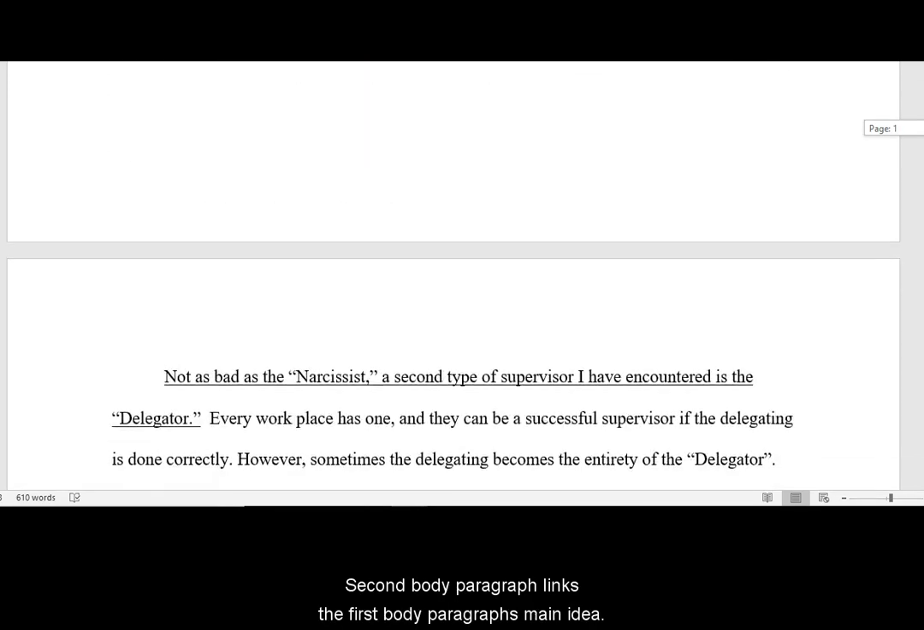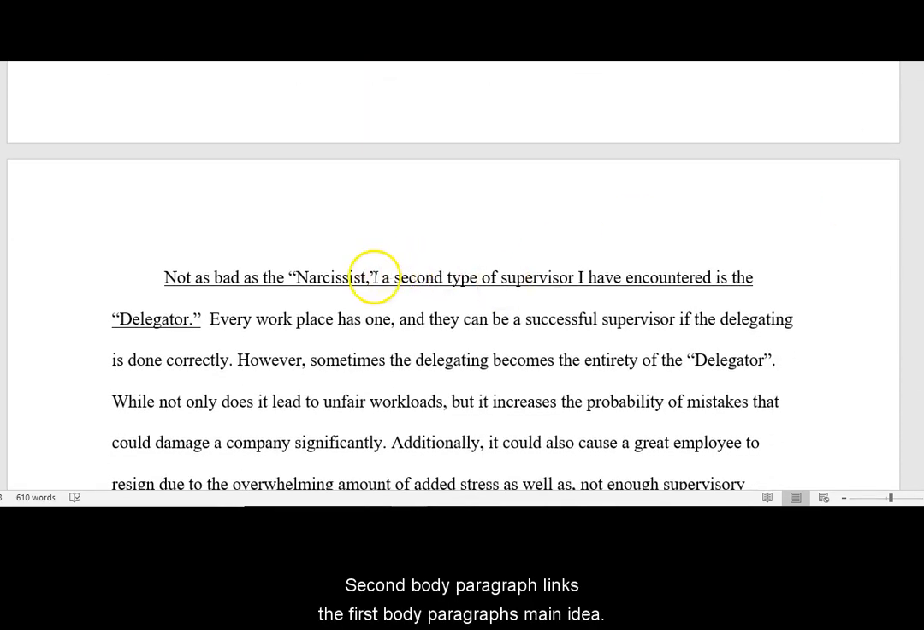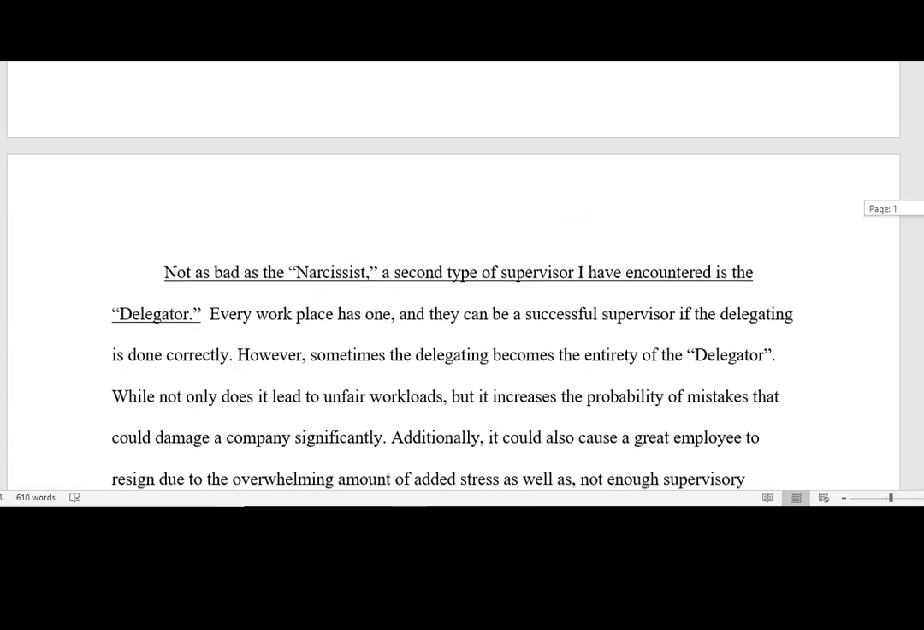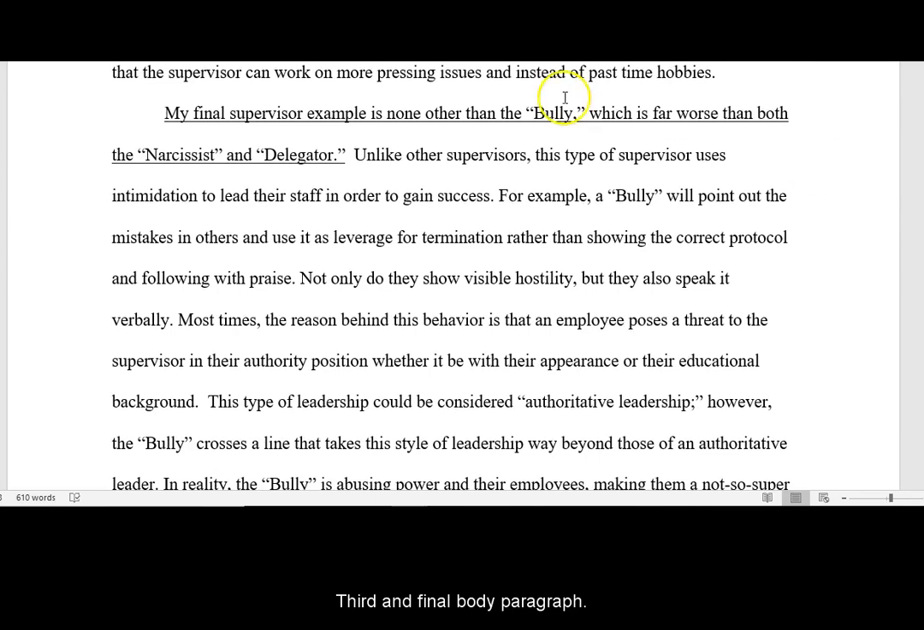Her second body paragraph links the first body paragraph's main idea, creating a chain. "Not as bad as the narcissist," which is referencing the first body paragraph. "A second type of supervisor I've encountered is the delegator." This second body paragraph is going to thoroughly discuss the delegator as a type of not so super supervisor. But she didn't just throw it in there, she connected the previous one here. Her third and final body paragraph connects the other 2 paragraphs just by mentioning them.